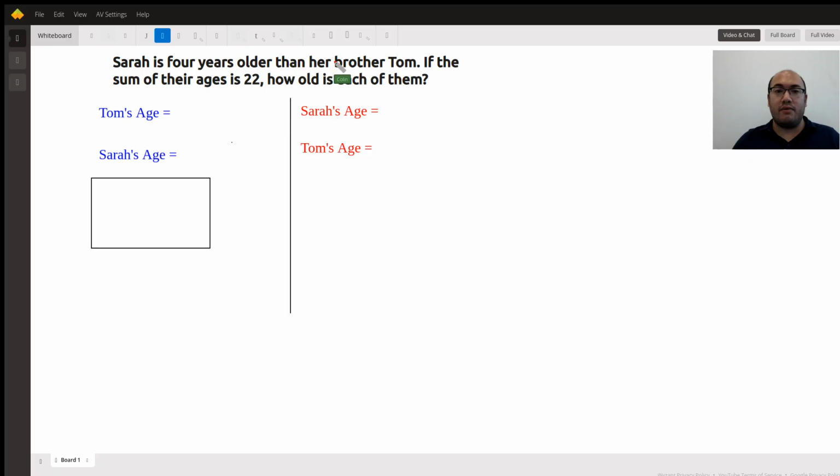So Sarah is 4 years older than her brother Tom. If the sum of their ages is 22, how old is each of them? We're going to solve this two different ways. Both ways are going to get us the same answer no matter what, so you can choose whichever one you prefer.